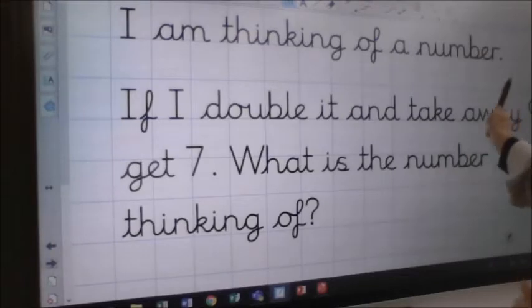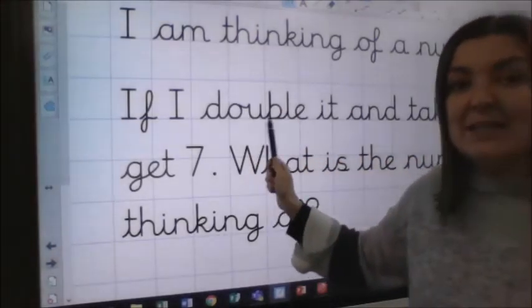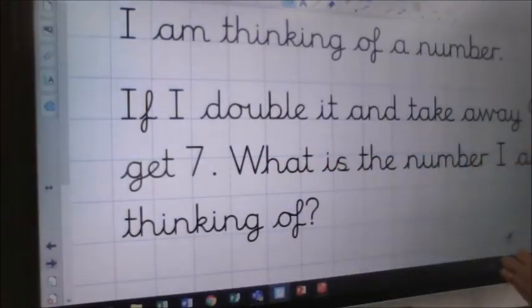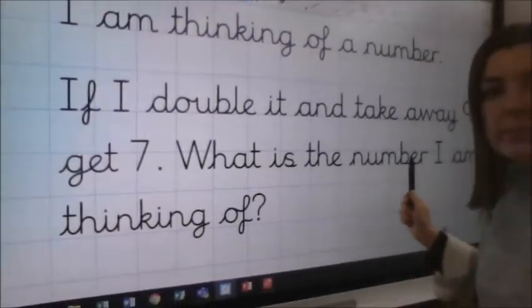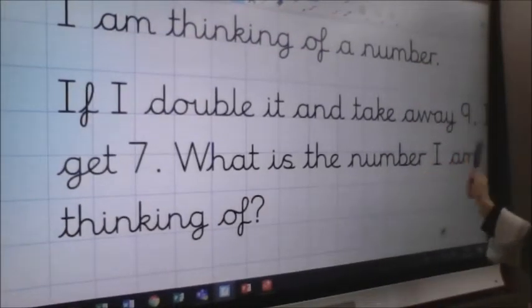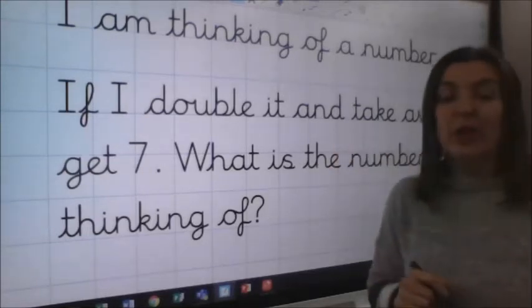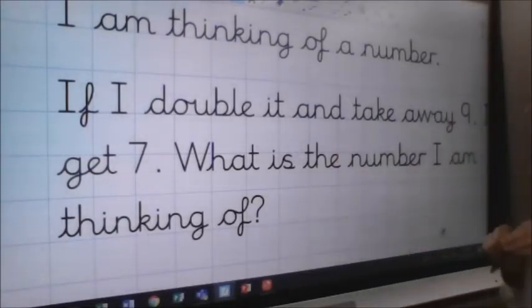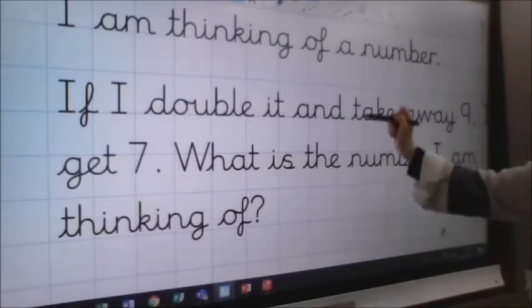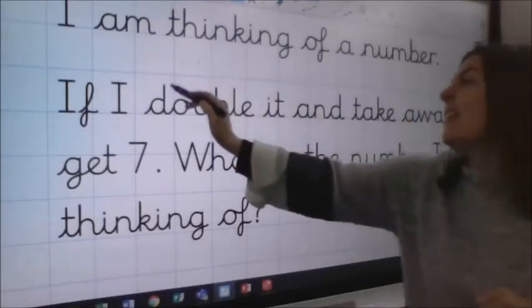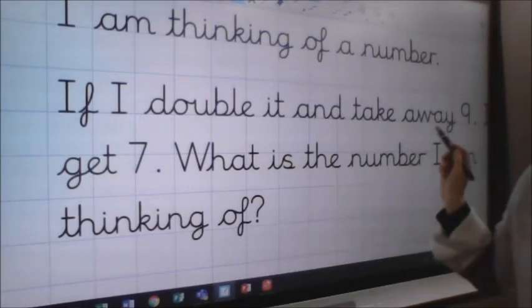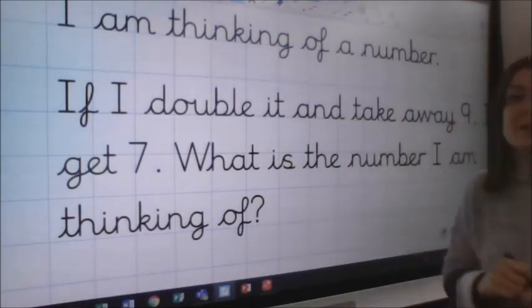So I am thinking of a number. If I double it and take away 9, I get 7. What is the number I'm thinking of? So I want you to pause the video now, work backwards. What's the inverse of take away? What's the inverse or opposite of double? And see if you can work backwards and think of the missing number.